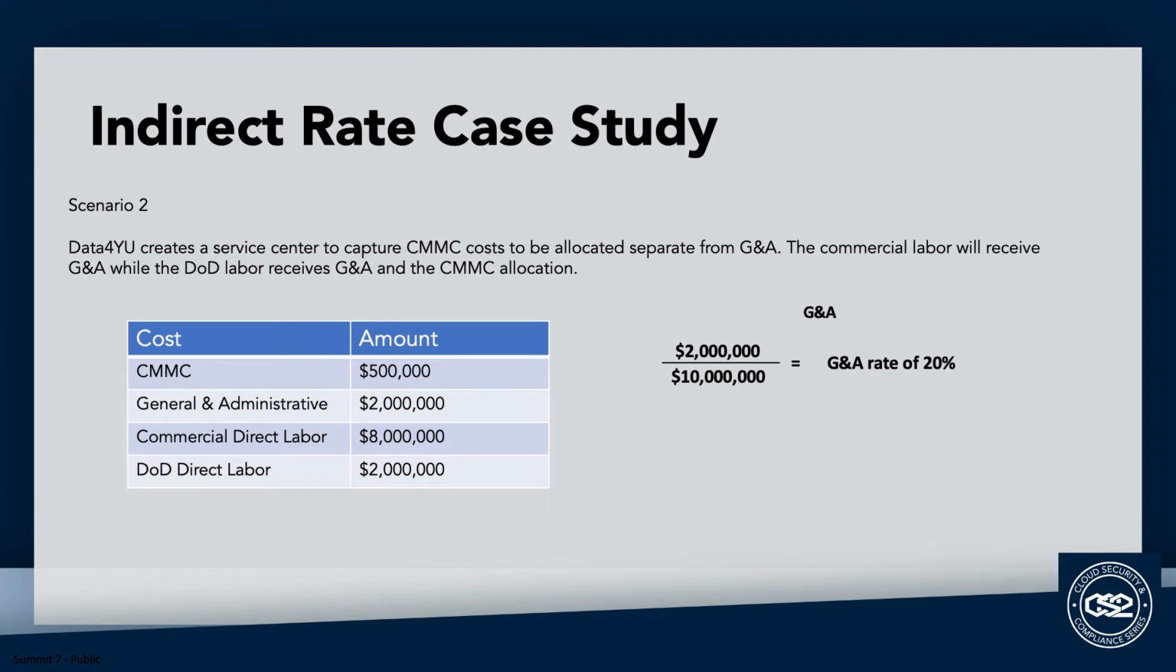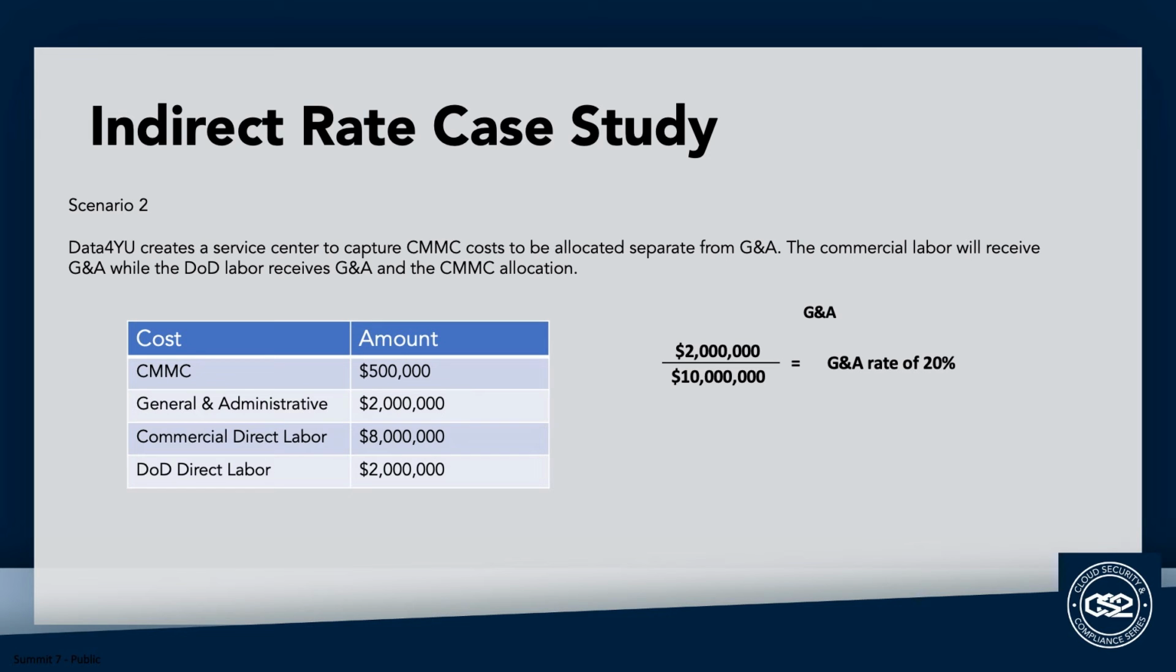Under scenario two, they take the opposite approach. You know what? We want to keep this completely separate. We don't want to touch our commercial work. It's the DoD work that's causing us to incur this. We're going to structure our environment in such a way we're only applying it to DoD contracts. So we aren't going to include it in our G&A pool. We're going to create a separate service center and allocate it that way.